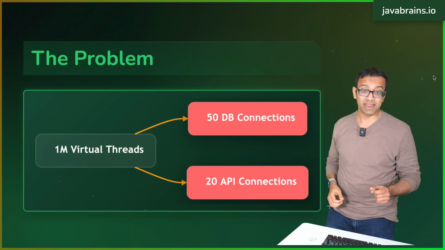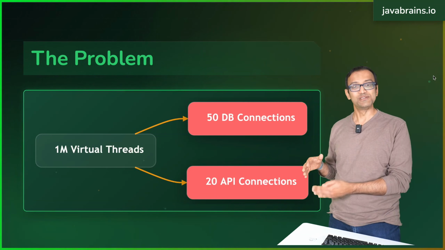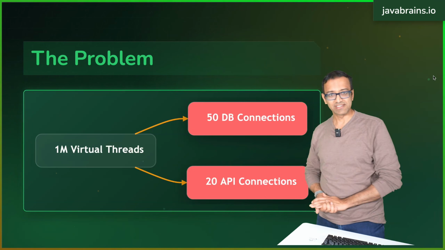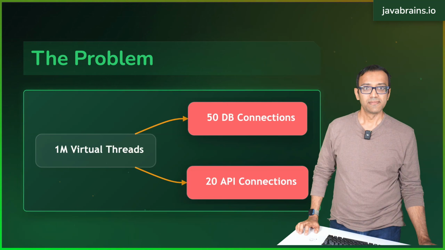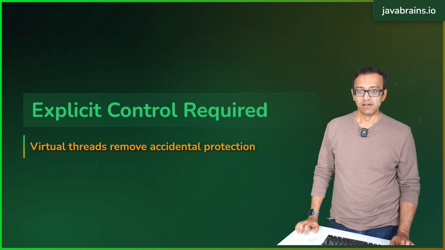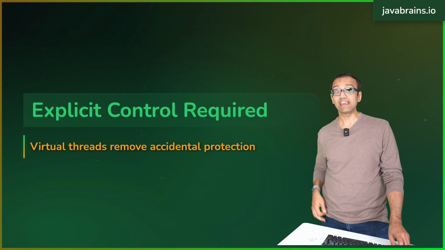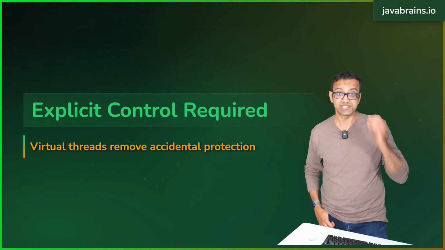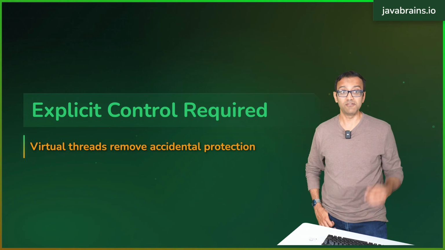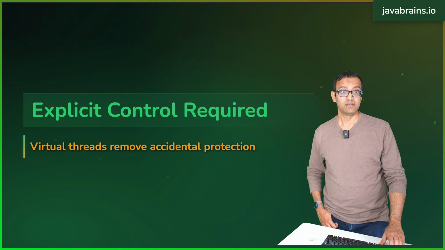And that's what I meant when I said with virtual threads, there is more of a need for having this concurrency limit, not less. So you need explicit control. Virtual threads are great for scaling, but they remove this accidental protection that you might be relying on. Now you need that explicit concurrency control.